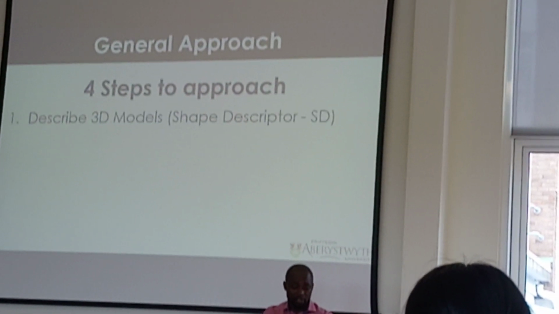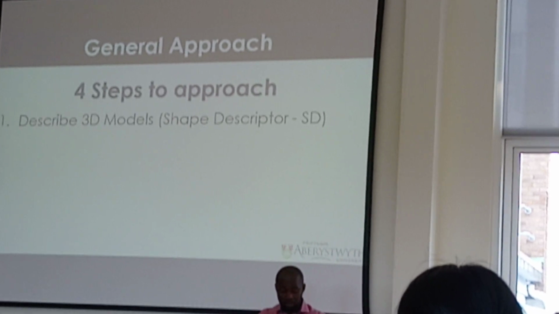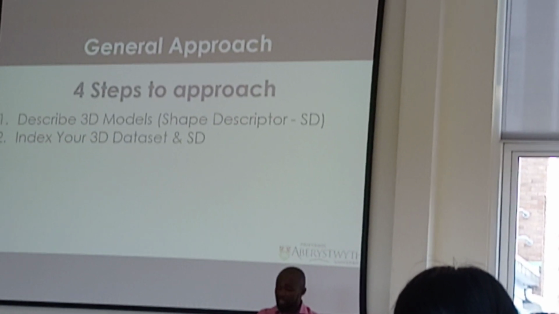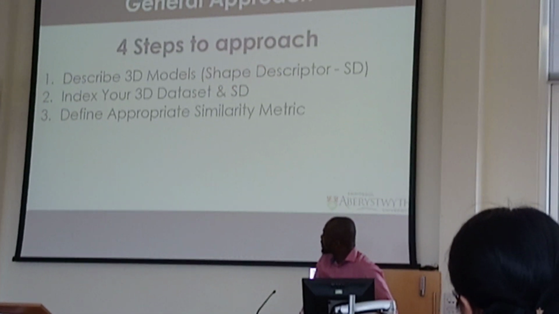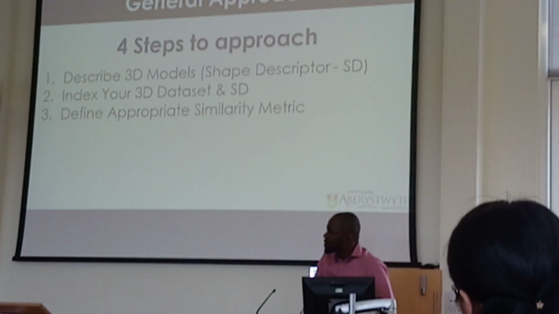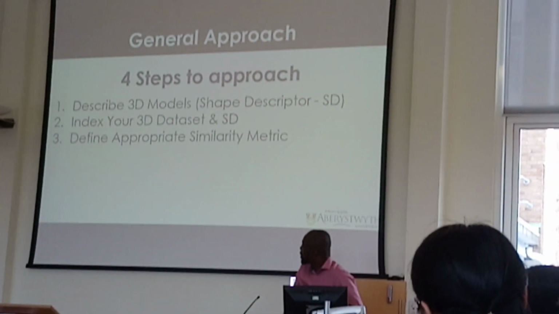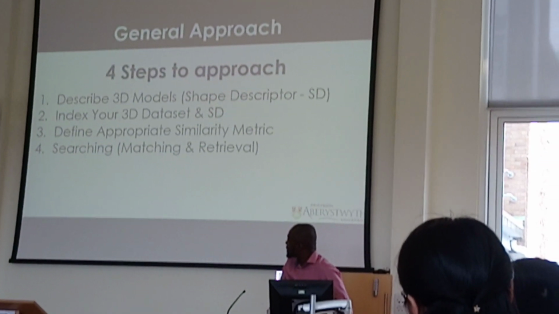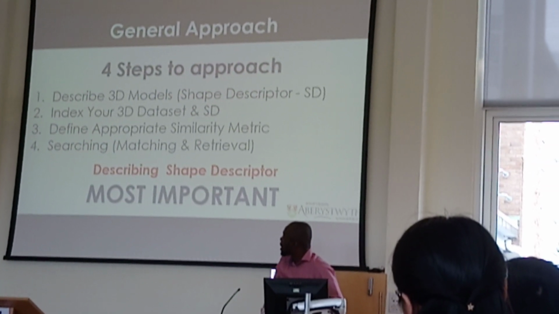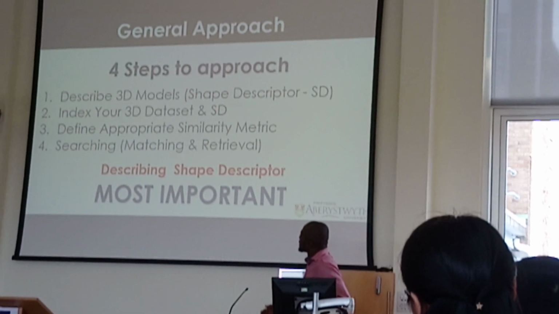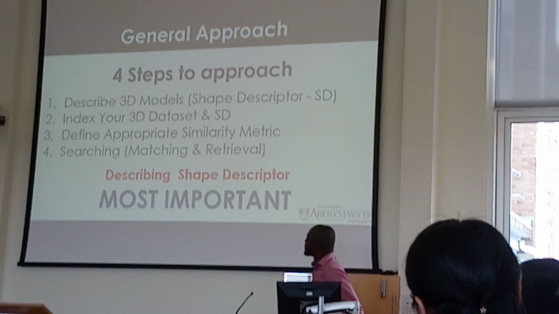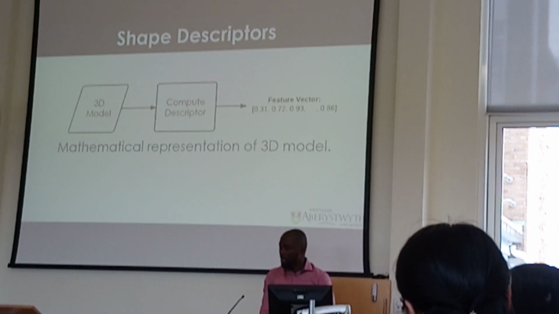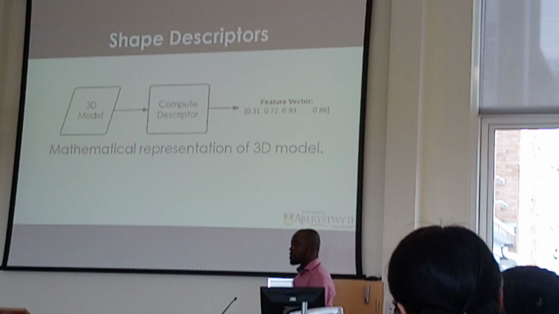So I summarize this in the first step, which is shape descriptor computation, indexing of the database like I've explained, and then we define a similarity metric. How do we compare these, depending on the algorithm as well? We'll talk about that later. Then we search and bring out the result. Among these 4 steps, you could see that the most important step is the first step, which is shape descriptor computation. How we compute our shape descriptor is very important.